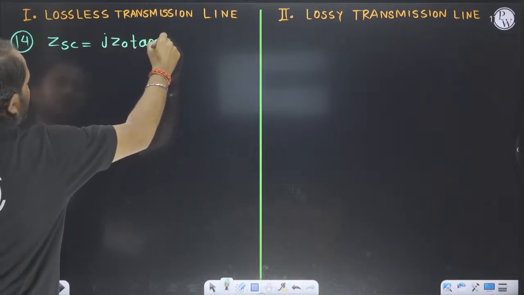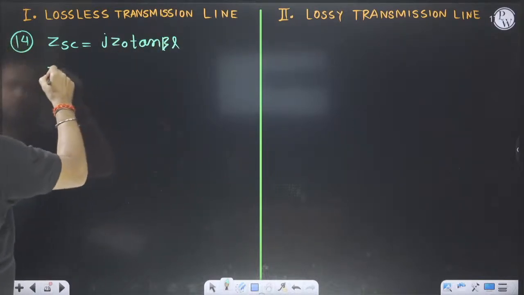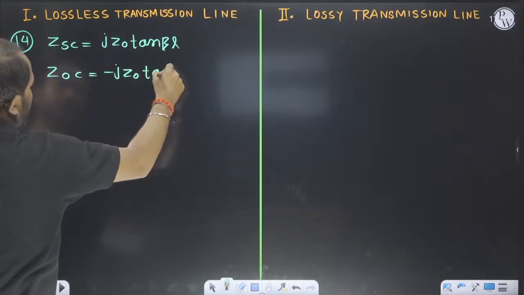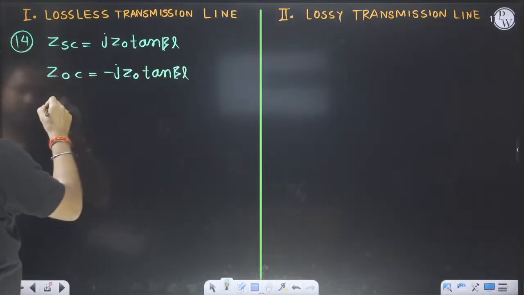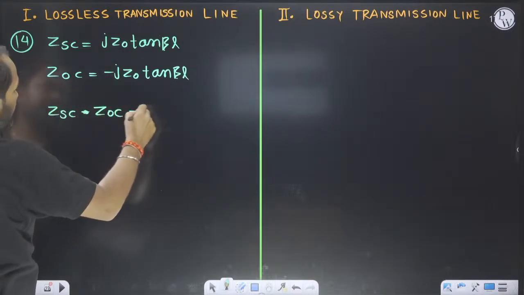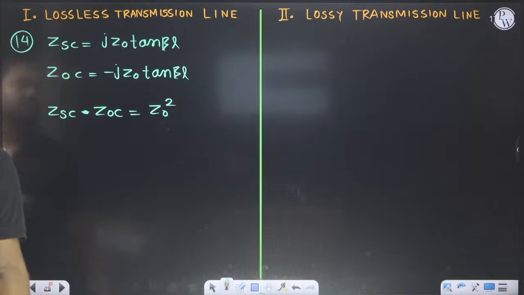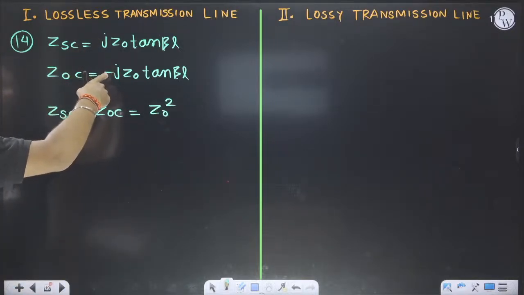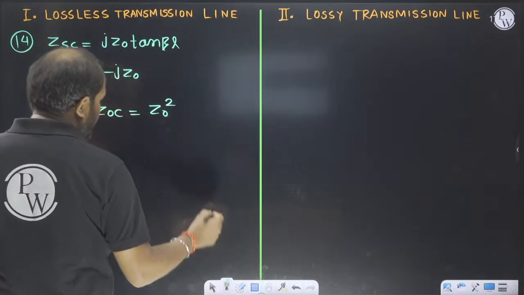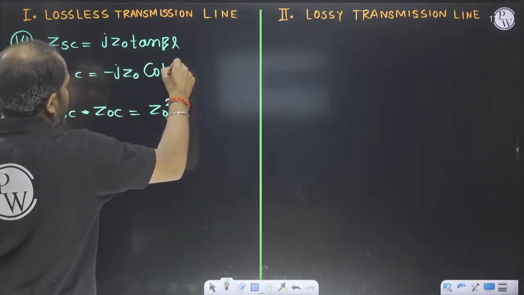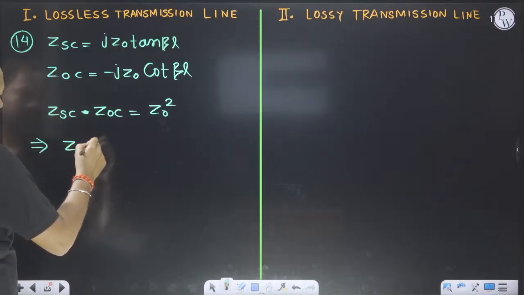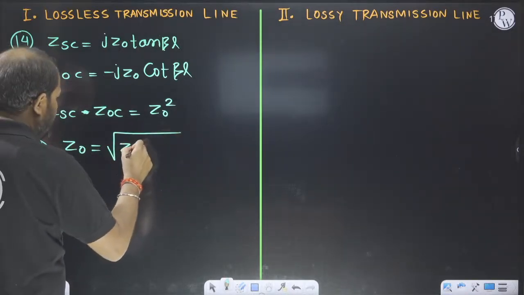And ZOC is equal to minus JZ0 cot beta L. And if we multiply ZSC into ZOC, you are getting Z0 square. Why? J square is minus 1, minus and plus, and this one tan and cot multiply, it will be 1. So Z0 is equal to under root ZSC into ZOC.